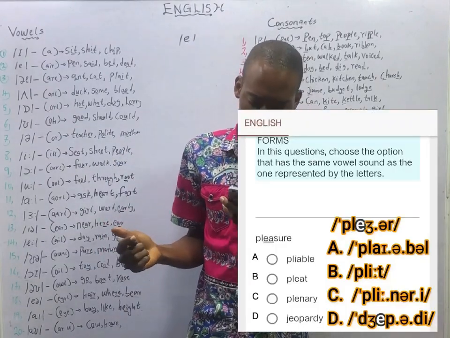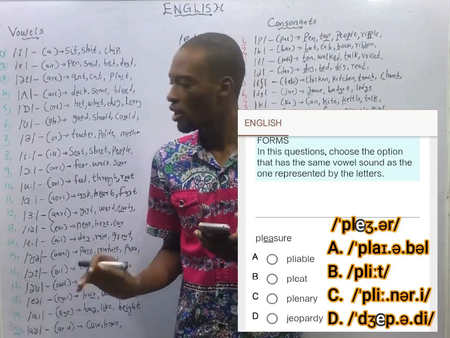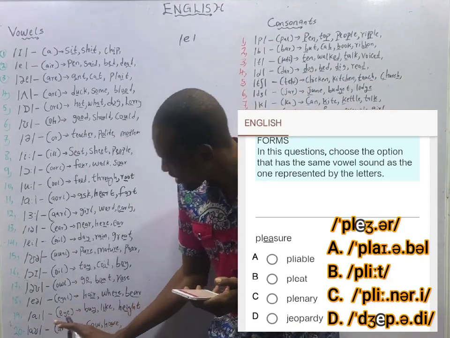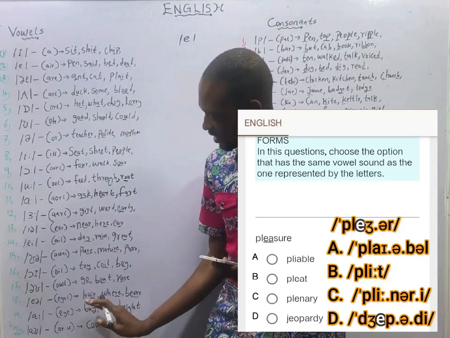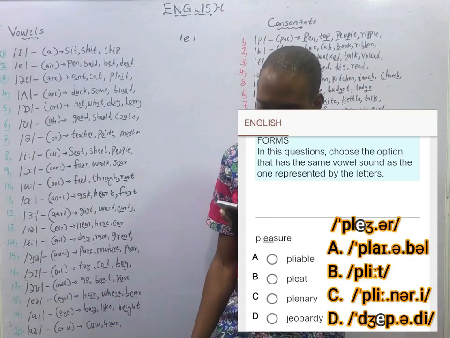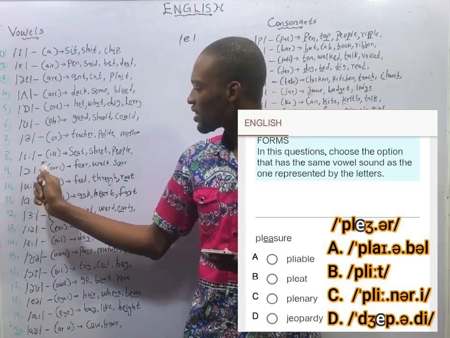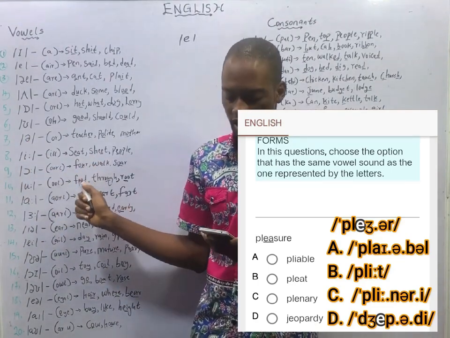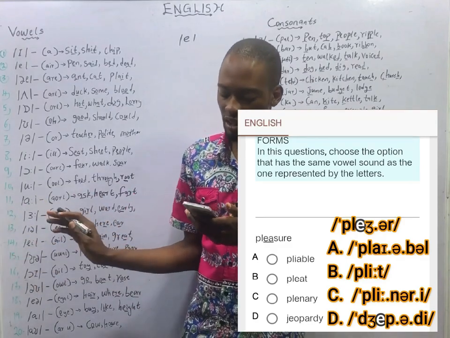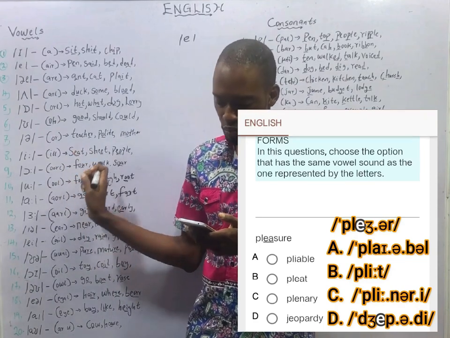Then looking at the first option, we have pliable. Pliable has the I sound, as in by, like, height. Option B, pleat. Pleat has the E sound, as in sit, sheet, and people. Plenary has the E sound as well, as in sit, sheet, and people.